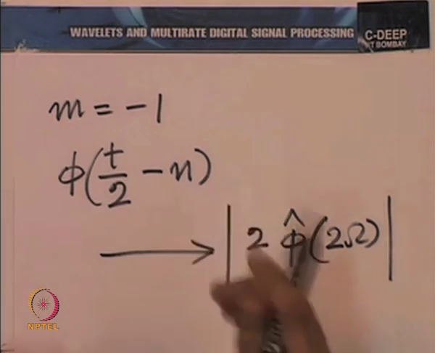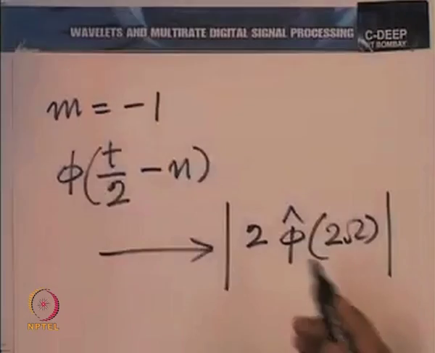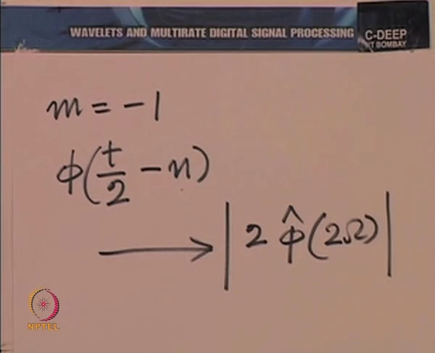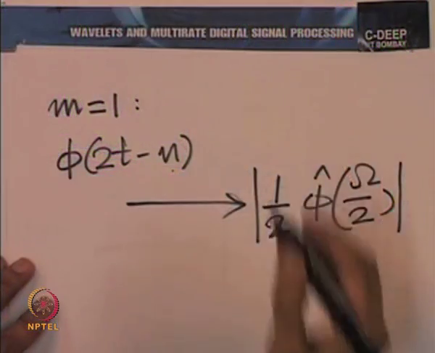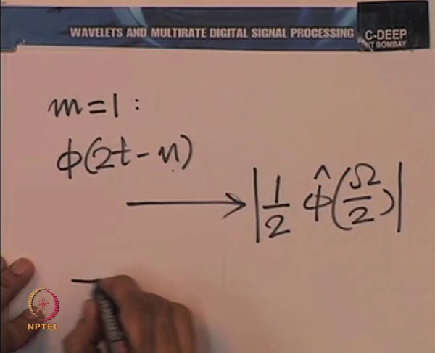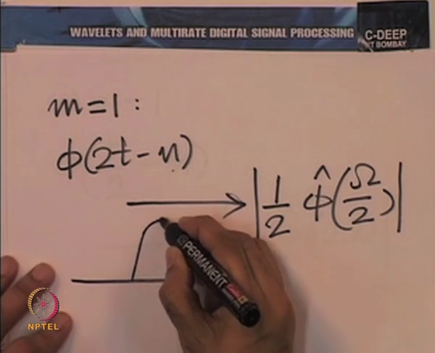Now, notice that the n is entirely absent here or here. The n is irrelevant as far as the magnitude goes. The n only contributes to the phase. Let us sketch both of these. How would these look? So, let me take the m equal to 1 case. Let me sketch this. So, omega by 2.